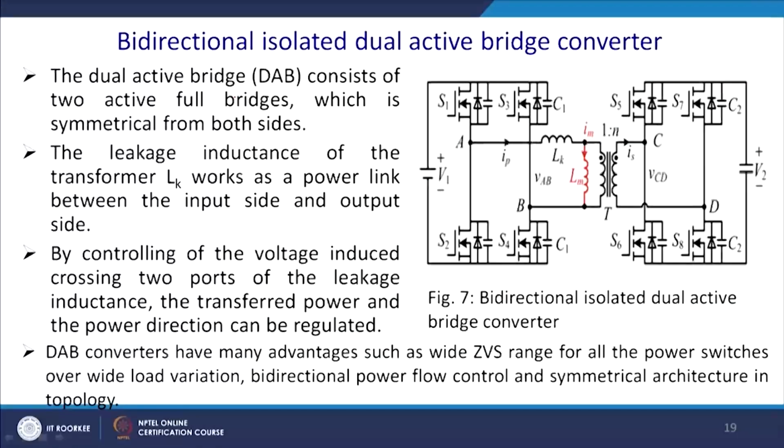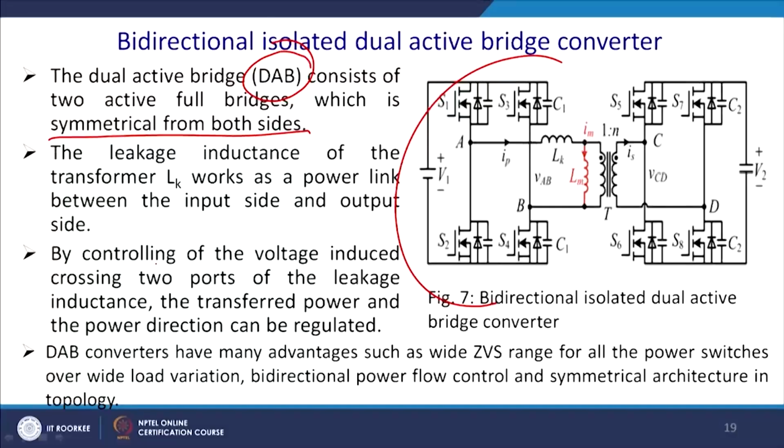So, the dual active bridge, we shall abbreviate here as DAB, consists of two active full bridges which are symmetrical from both sides. You can see that you can have a mirror image that side. Leakage inductance of the transformer, LK, works as a power link between the input side and the output side.